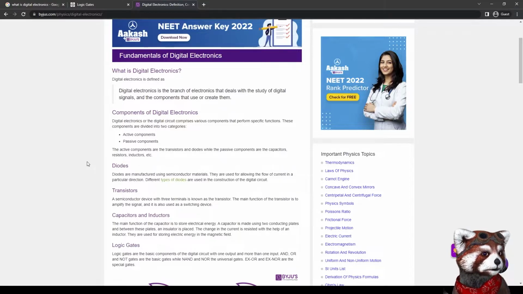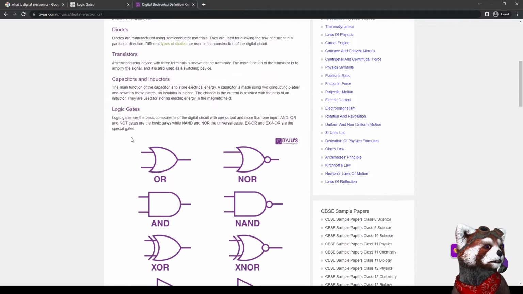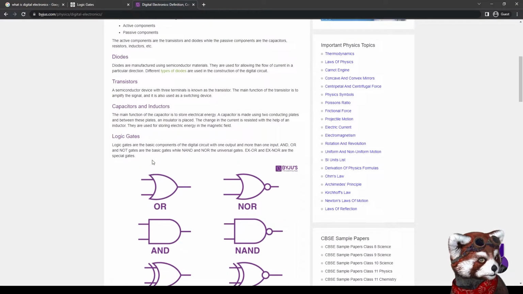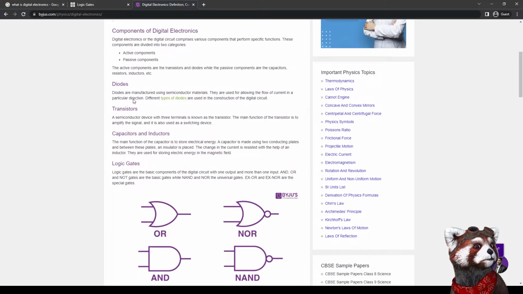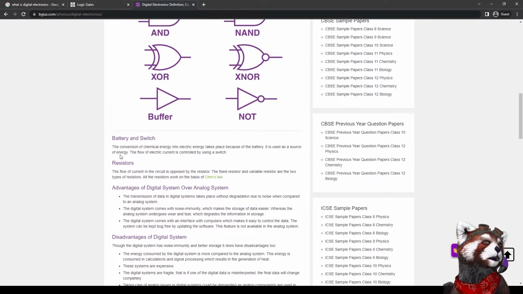So moving forward, there are components. Okay, in digital electronics or any electronics we use components. These components are basically divided into two different categories. First one is active components and second one is passive components. In active components there are transistors and diodes, and a logic gate is a combination of transistors and diodes in a way. So logic gates also fall under the active component category. Okay, passive components. In passive components we have capacitors, inductors, switches, batteries, resistors. These are all the passive components.